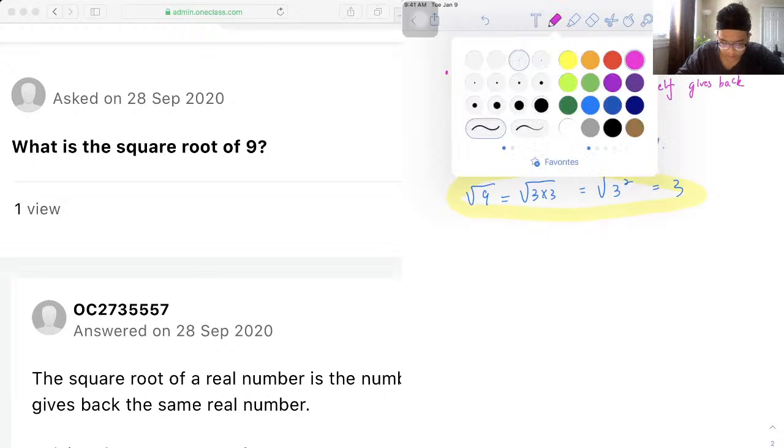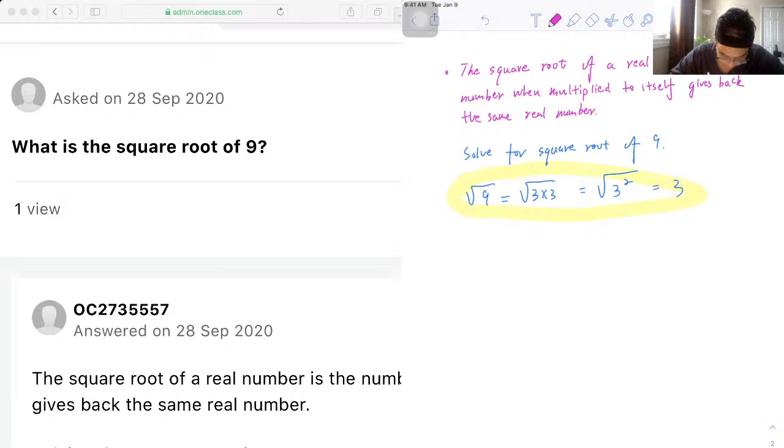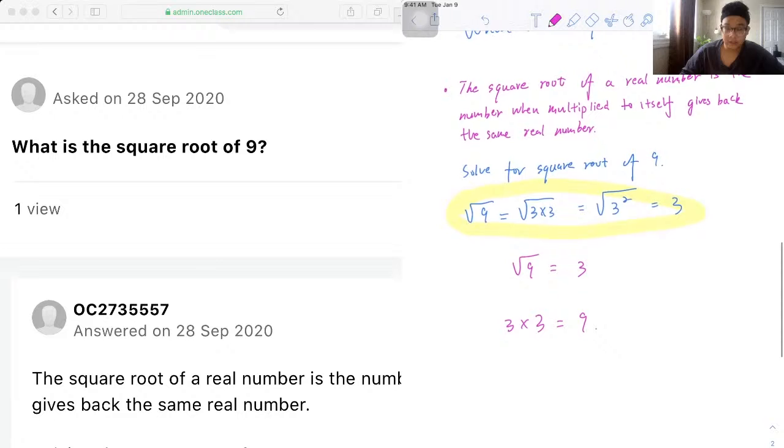And we can always check the answer. The square root of 9 is equal to 3, so let's do 3 times 3. Yep, it is equal to 9. So our answer is correct.